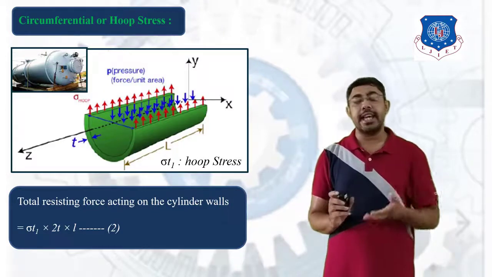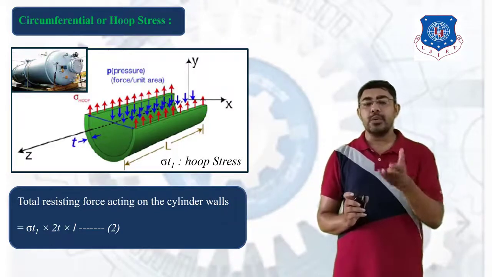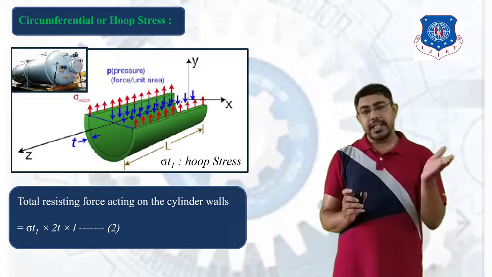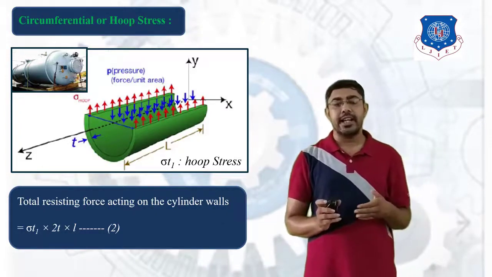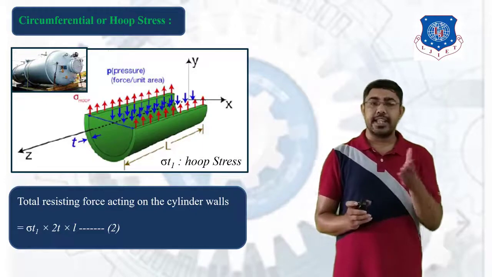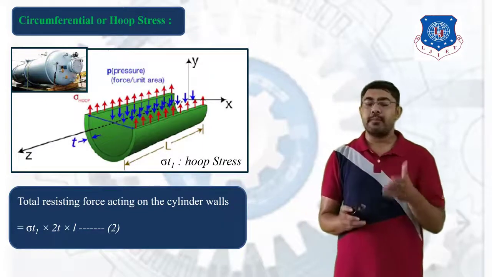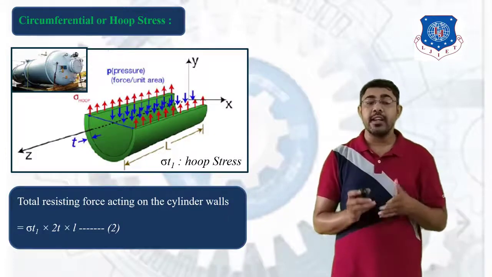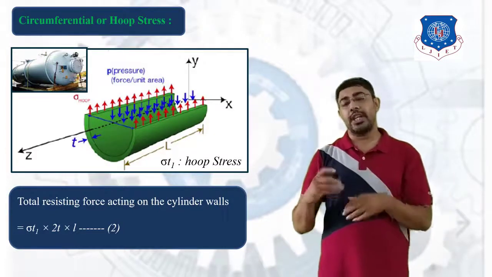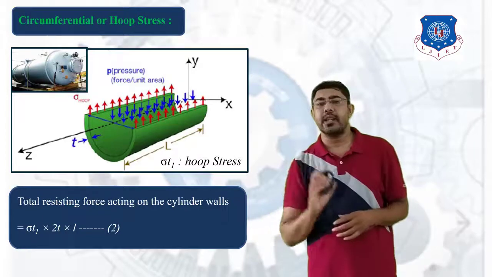The resisting area here is T into L, but we have to consider both sides of the cylinder. That's why the resisting area is 2T into L. So the resisting force is sigma T1 into 2T into L. Give it equation number 2.